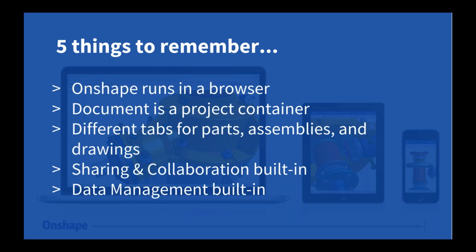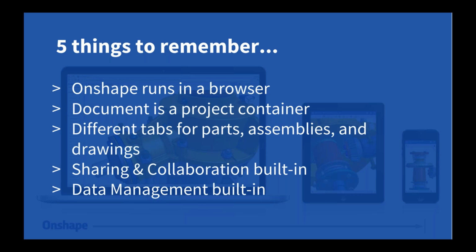And that ties into the next thing to remember, and that is in the document, you have different tabs. So when we jump into a document in a moment, you're going to see different tabs across the bottom of the interface. That's how you access the various pieces of the document, the parts, the assemblies, the drawings, and so on. So again, keep in mind, a document can hold as much as you want, and you access all the pieces of the document via the tabs across the bottom.